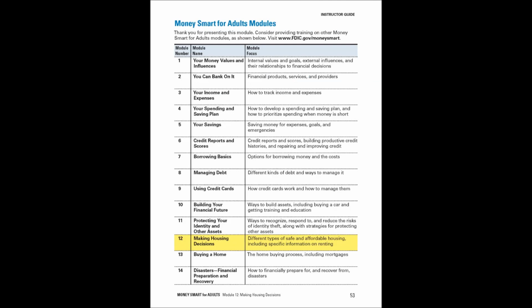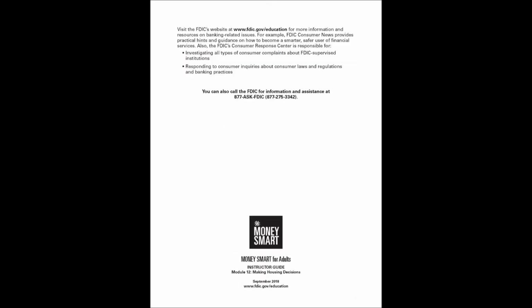And finally, we have the Money Smart for Adult modules here listed. As you can see, Module 12 is highlighted, and you can see where Module 12 fits into the overall curriculum of the Money Smart for Adults training. And so that's going to conclude our overview highlighting how you can facilitate Module 12, Making Housing Decisions.